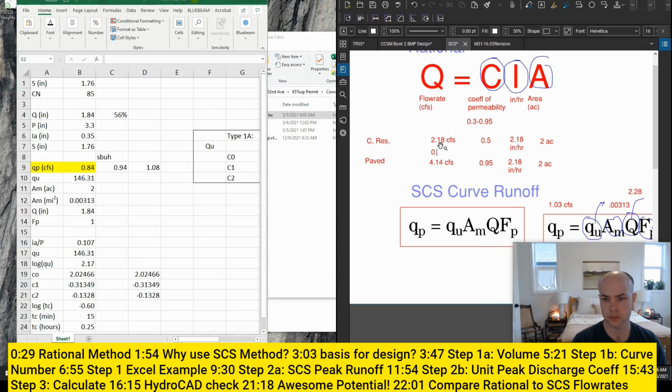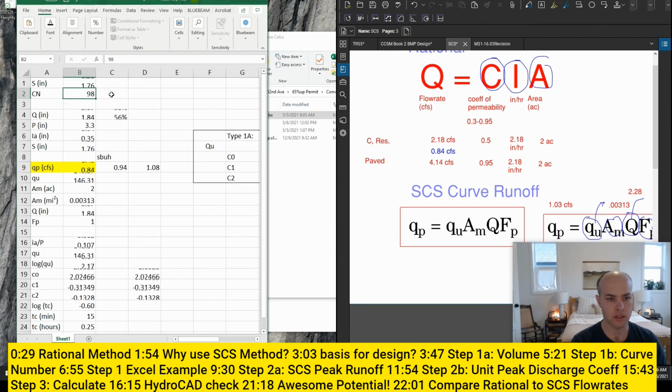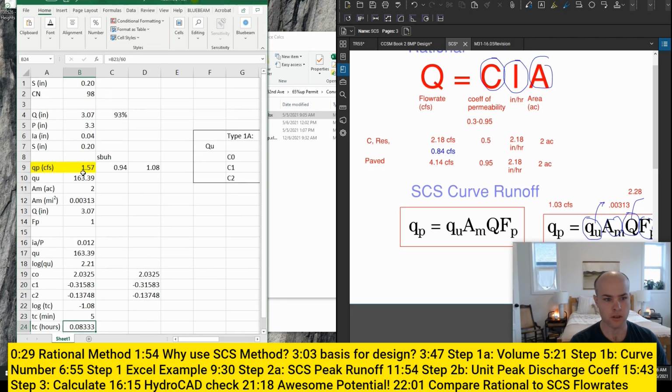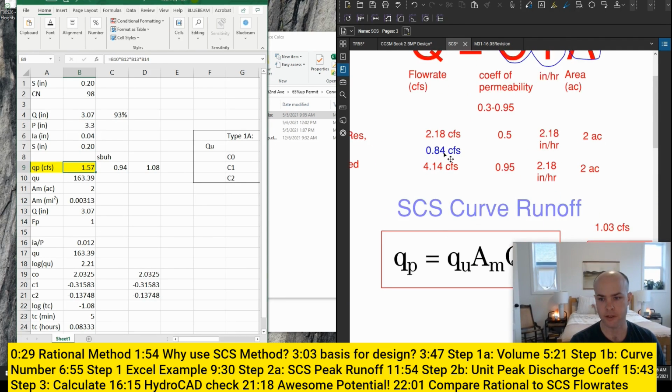So how does that compare? Definitely lower, 0.8. So it's about half of the value. And then our paved scenario would be 98, and for time of concentration, call this 5 minutes. I'm going to call this 1.57. Does that seem right? That does seem about right. So again, you're getting much lower flow rates with this.